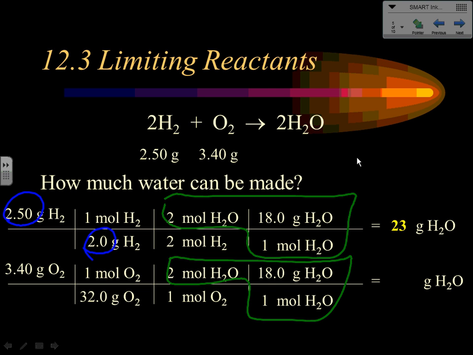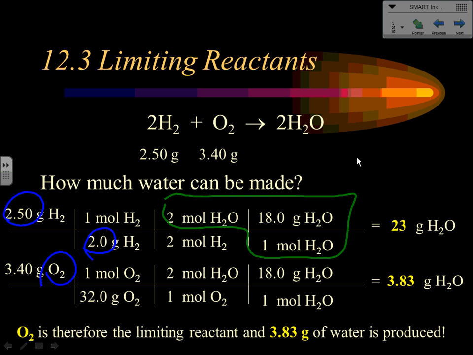Now, as far as math, 3.40 times 18.0 times 2 divided by 32.0, rounded to 3 sig figs, is going to give me 3.83 grams. Whoa, that's a lot less than 23 grams. So that must mean I have too little oxygen to make a whole bunch of water. So that means O2 is going to be my limiting reactant because oxygen made less. And I have found out something else useful.